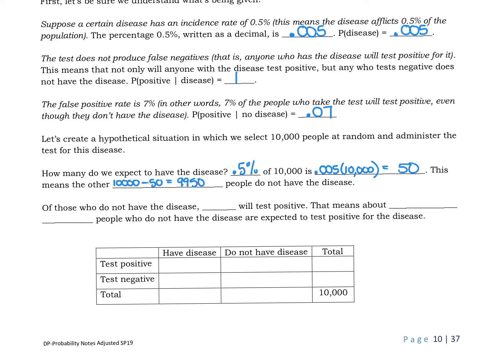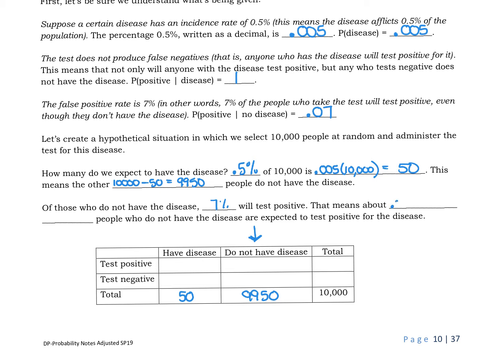So what I'm going to do now is take those 2 numbers and put them in the table. Out of this total 10,000 people, we know 50 people will have the disease. The other 9,950 people should not have the disease. Of those who do not have this disease, 7% of them are going to test positive. So we want to find 7% of those 9,950 people, because again, they do not have the disease. Of these, 7% will test positive.